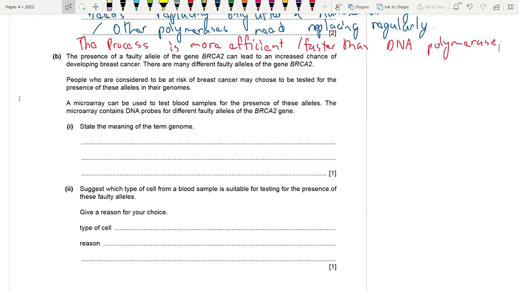The presence of a faulty allele of the gene BRCA2 can lead to an increased chance of developing breast cancer. There are many different faulty alleles of the gene BRCA2. People who are considered to be at risk of breast cancer may choose to be tested for the presence of these alleles in their genomes. Microarray can be used to test blood samples for the presence of these alleles. The microarray contains DNA probes for different faulty alleles of the BRCA gene.